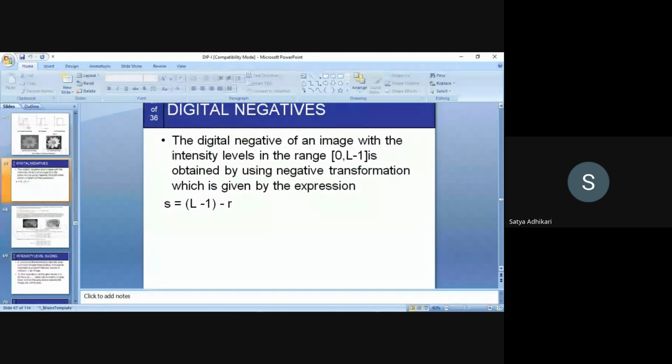You see here the digital negative of an image with intensity levels 0 to L minus 1 is generated by using the negative transformation, which is given by the expression s equal to L minus 1 minus r. Suppose r is equal to 10, s will be 255 minus 10. Here the maximum is 256 minus 1, 255. So 255 minus 10 is 245. So the pixel value 10 has the digital negative value 245. The digital negative value of 0 is 255, of 1 is 254, of 2 is 253, and so on. And the digital negative value of 100 is 255 minus 100, 155.